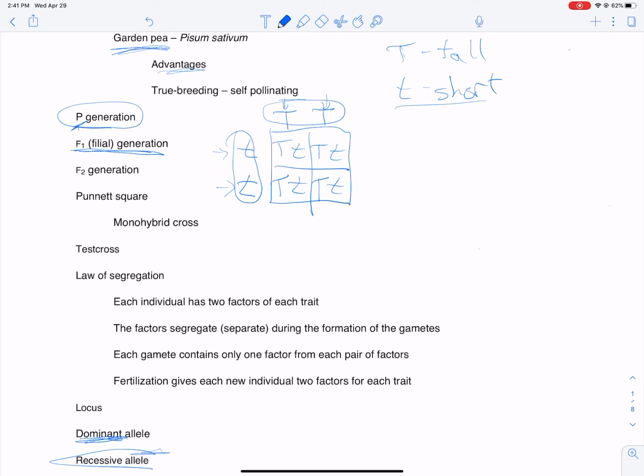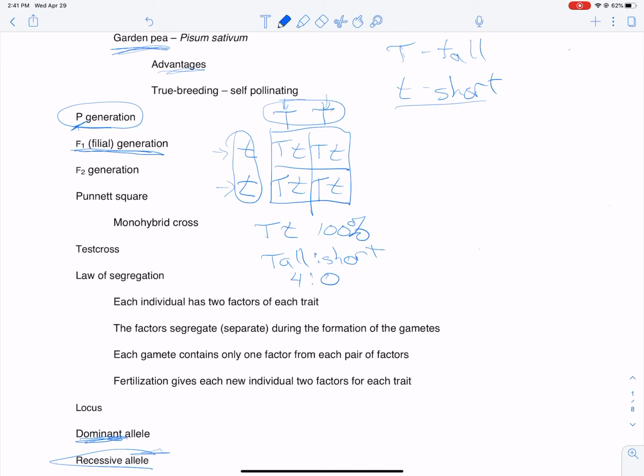And if I take a look at those, if I look at the genotype, what's genotype? It's the genes. I have 100% that are capital T, small t, or 4 out of 4. If I take a look at my phenotype, in other words, what they look like, and if I go tall to short, I have 4 to 0, or 100% tall.